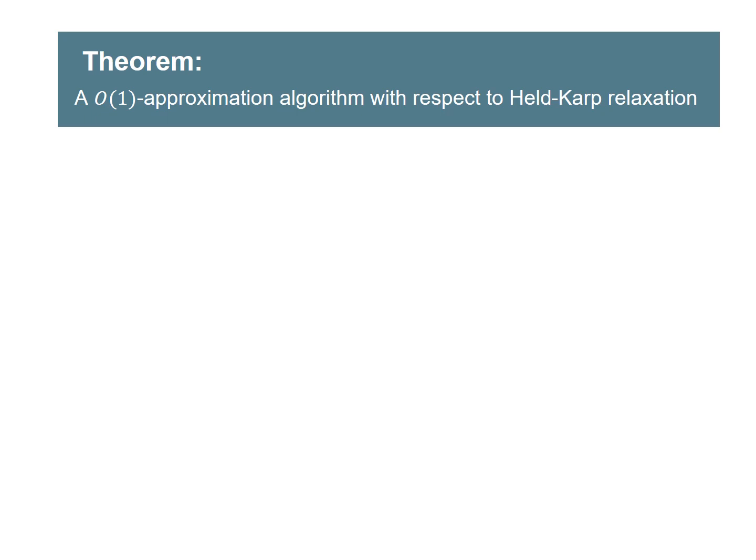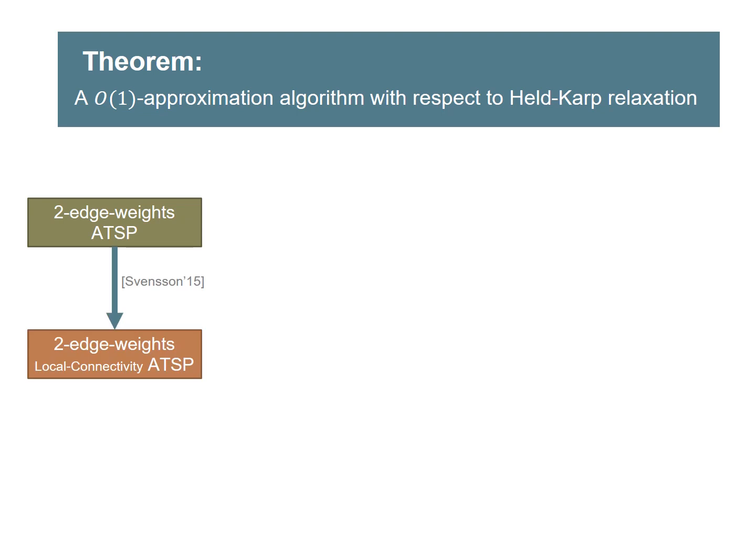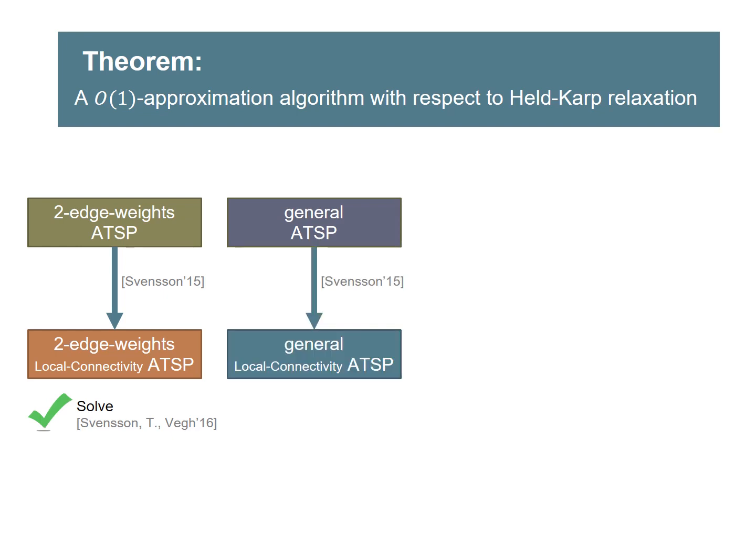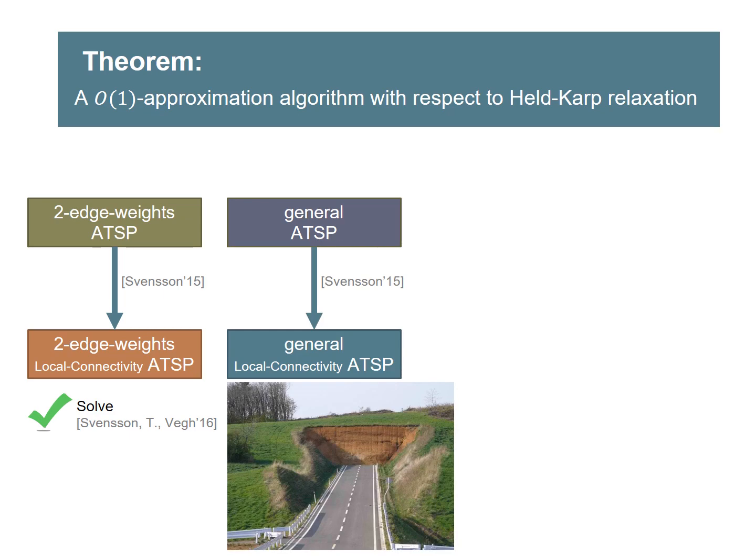On a high level, the highest of levels, the difference between the previous paper and this one is that for the two edge weights, we just reduced using Svensson's reduction to solving local connectivity ATSP on graphs with two edge weights, and then we could solve this. Of course, we tried this for general ATSP, and you can use the reduction, but then you could not solve it. In fact, we even couldn't do it for graphs that have three different edge weights. It was getting way too complicated.